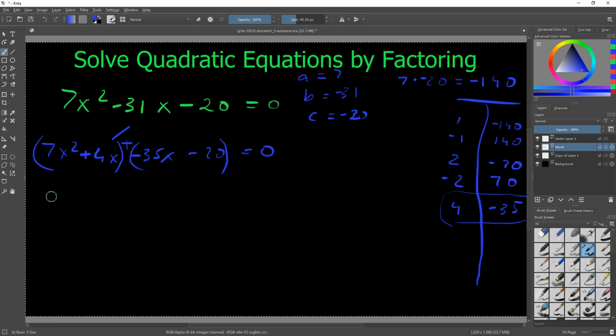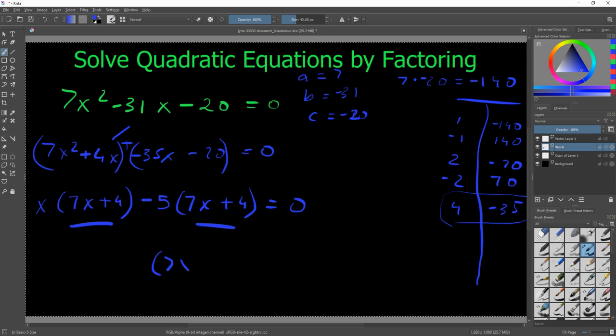So I can only take out an x here because 7 and 4 have nothing in common. So take out an x. I have 7x plus 4 here. And here I can take out a negative 5. Then I have 7x plus 4 equal to 0. So these guys look the same. That they're one factor, 7x plus 4. And the other one is x minus 5.